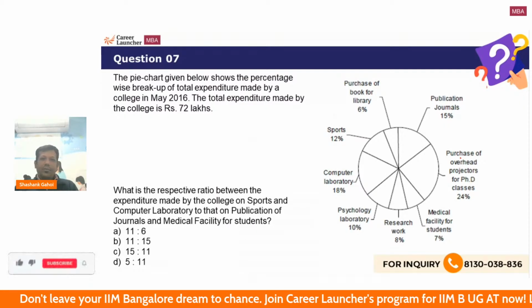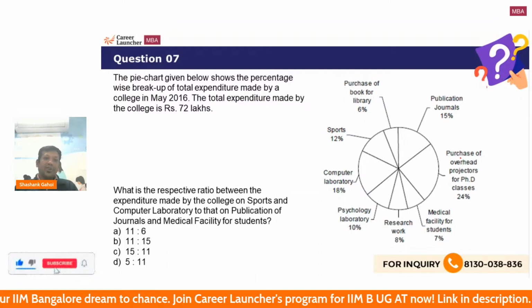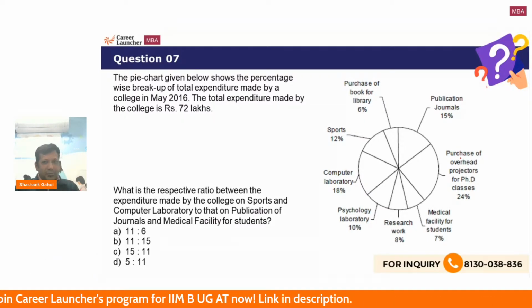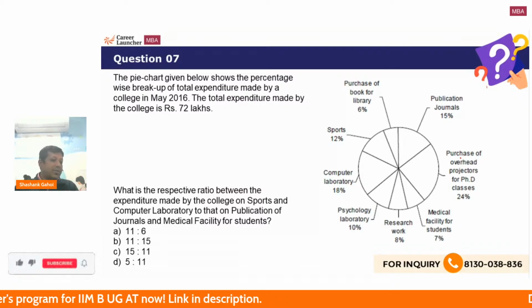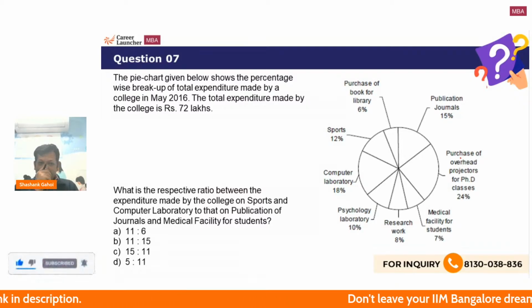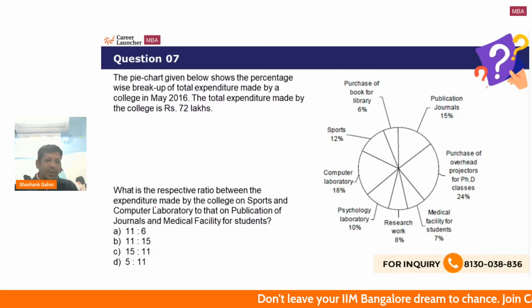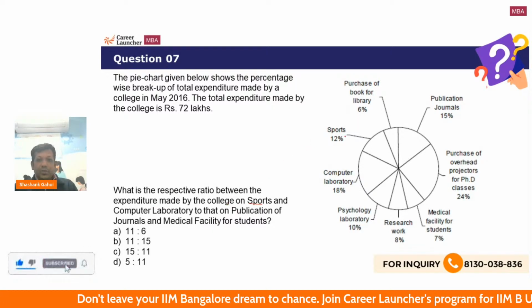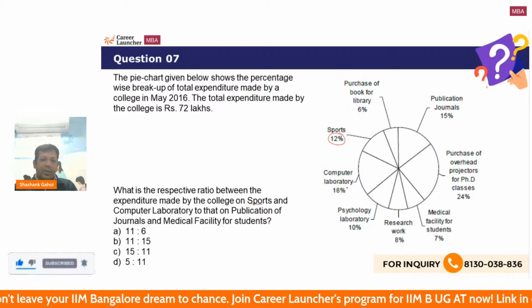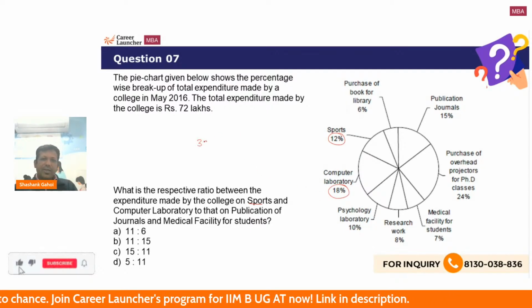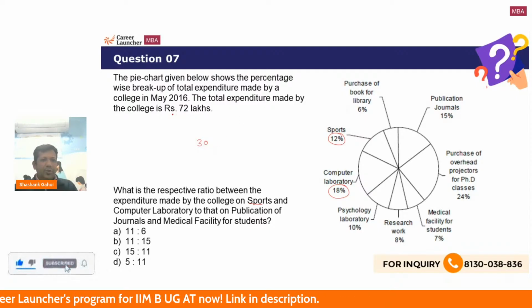The pie chart given below shows the percentage wise breakup for total expenditure made by a college. Total expenditure was given as 72 lakhs. What is the ratio of expenditure made by sports and computer laboratory? So sports is 12, computer laboratory is 18. So that is going to be 30%, right? So I'm just taking it as 30 only. I'm not using this because the question is talking about ratio.